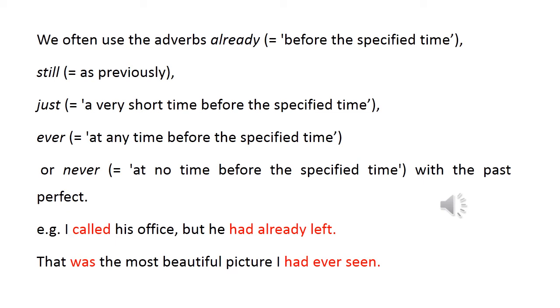And all these different adverbs are used along with the past perfect tense. If you look at the two examples there, it will be very clear to you. I called his office, but he had already left. So it's a very clear indication of which action had taken place first in the past. And what is the next action that also took place in the past? Look at the next example. That was the most beautiful picture I had ever seen.